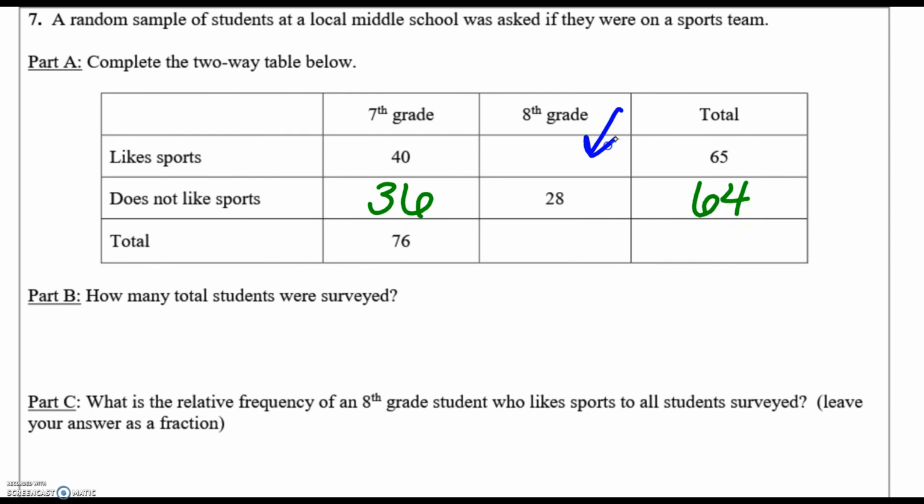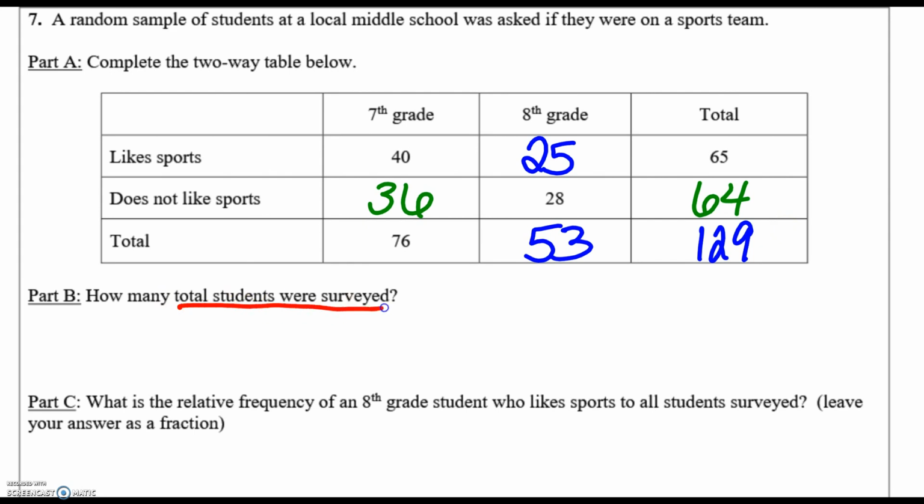To figure out this missing box, I want to take my total, which was 65, and subtract the 40 from it. So when I take 65 minus 40, I get 25. Now I could go down this column and do 25 plus 28 to get me 53, and the same thing for my totals. I could either go down this column or go across that row and add both to get my totals. Both of them should work out, and when you add them up, you should get 129.